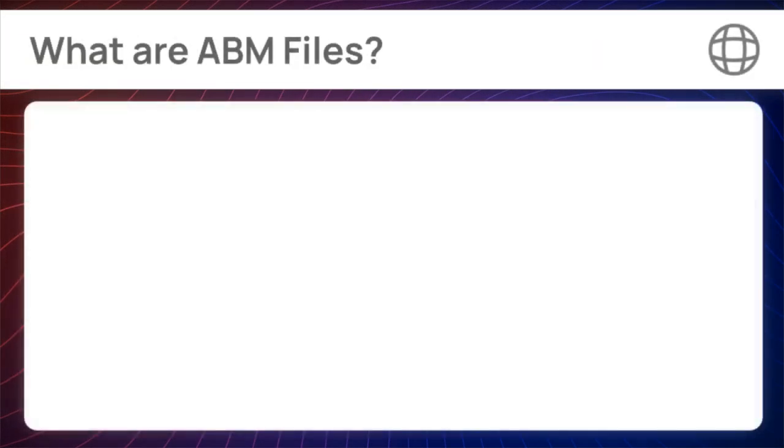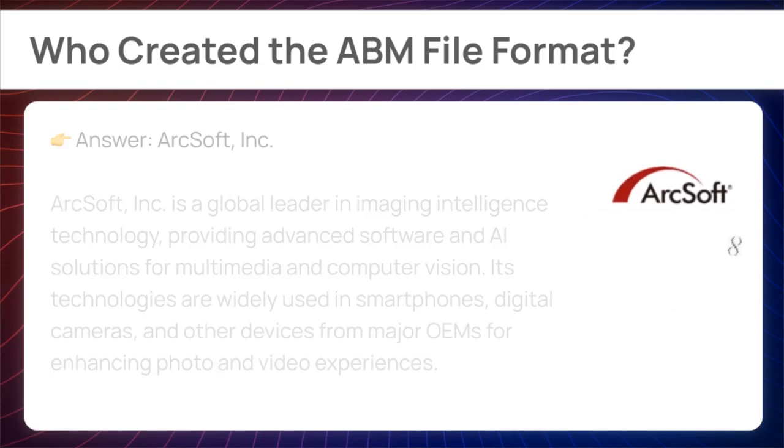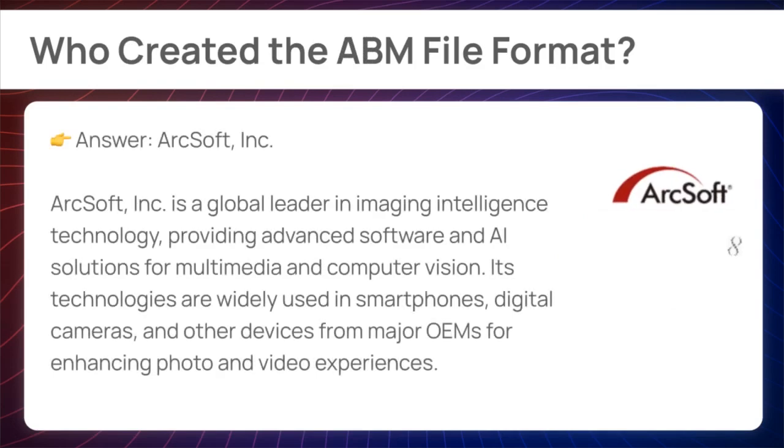An ABM file is a digital index or database. It does not contain actual image data, like JPEGs or PNGs. Instead, it stores the file paths, links to where your photos are located on your hard drive, along with thumbnails and album metadata, titles, dates, and descriptions. It allows you to organize thousands of photos into books without duplicating the large image files themselves.